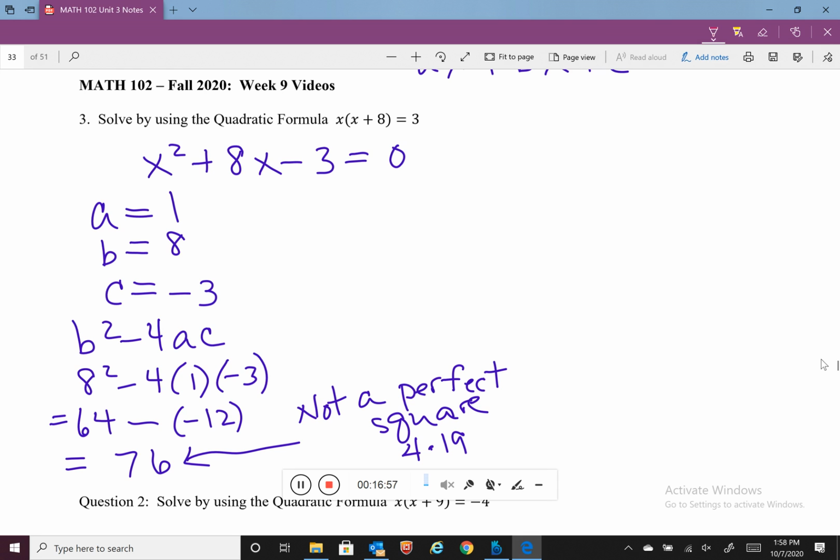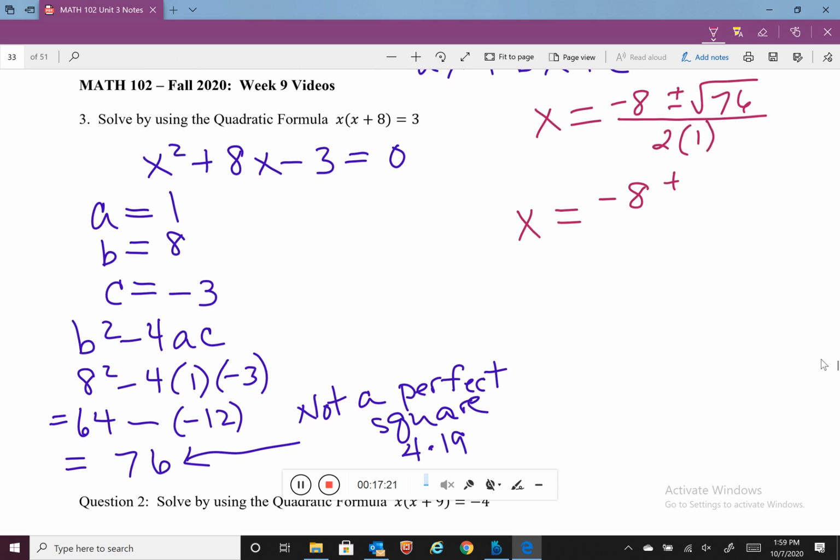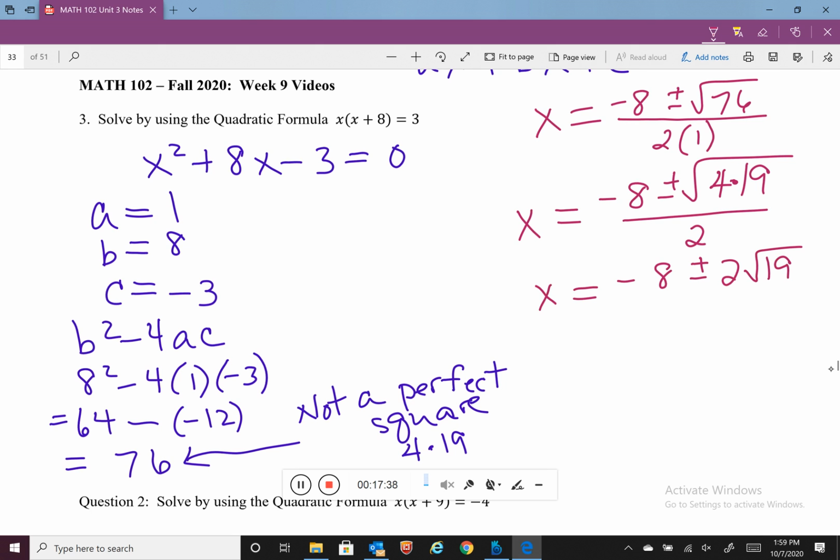So solving for x is equal to negative b plus or minus the square root of, well, b squared minus 4ac we found to be 76. And then this is all divided by 2 times 1. And so you need to remember that 76 is actually 4 times 19. And the square root of 4 is 2. And then the square root of 19, there's nothing more we can do there.